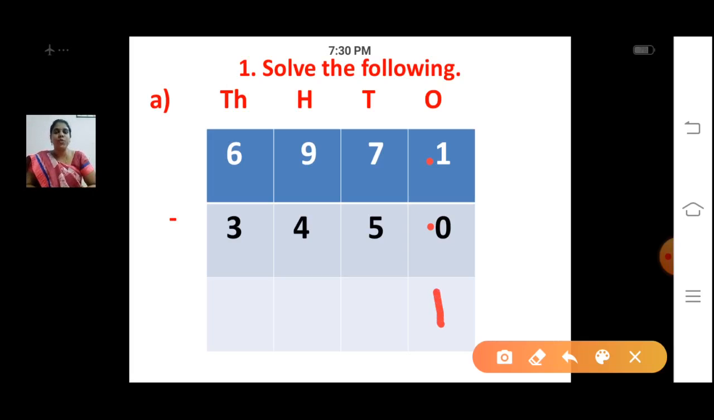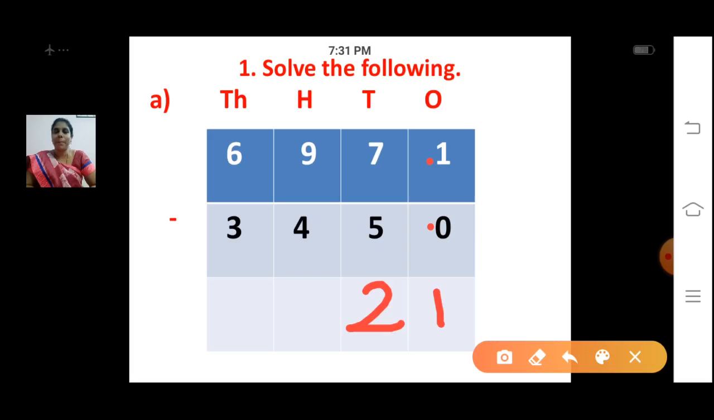Now let's move on to the next one. 7 tens minus 5 tens. Start from number 5. Count forward till you reach 7. After 5, 6, 7. So 2 tens. 7 tens minus 5 tens is 2 tens. Write it down, 2 tens. Next, what is the next step?